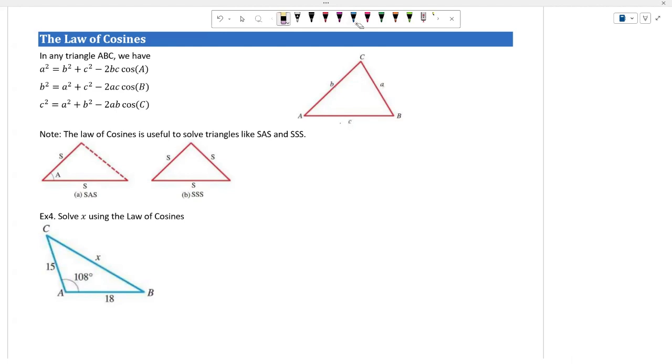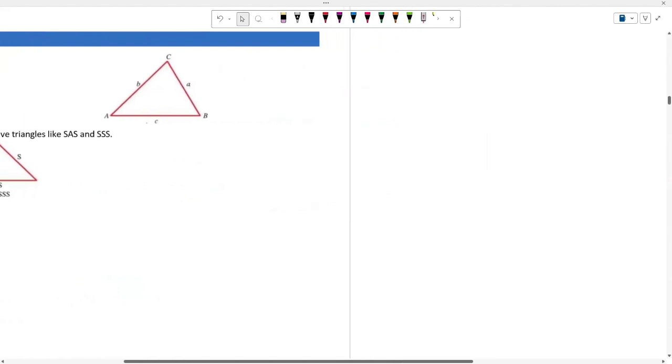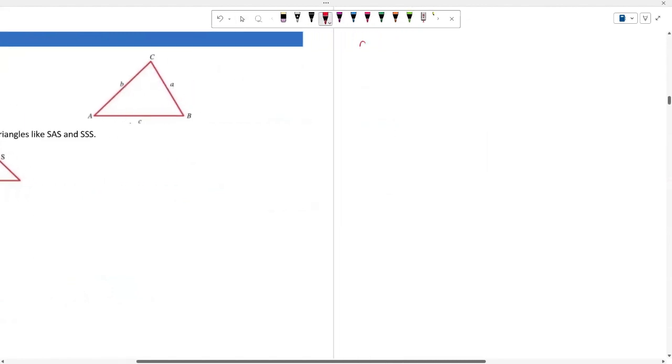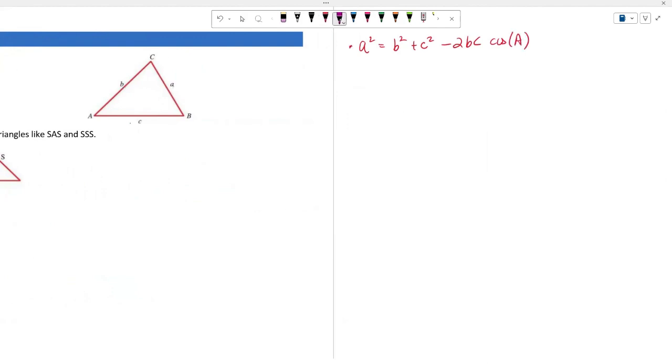Now, let's see how we prove the law of cosines. The one that I'm going to prove is a squared equal to b squared plus c squared minus 2bc cosine of A. We start with these triangles here. I would like to add the h here, which is the height of the triangle. Then I'm going to redraw the triangle as two right triangles.